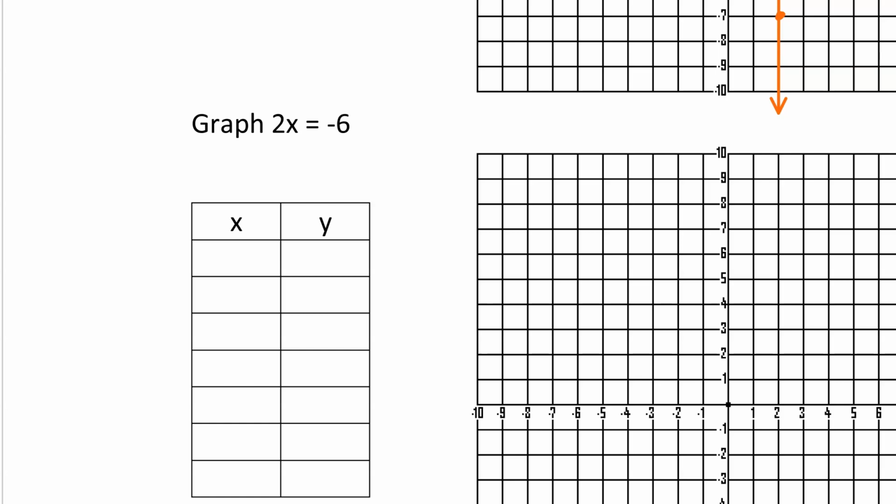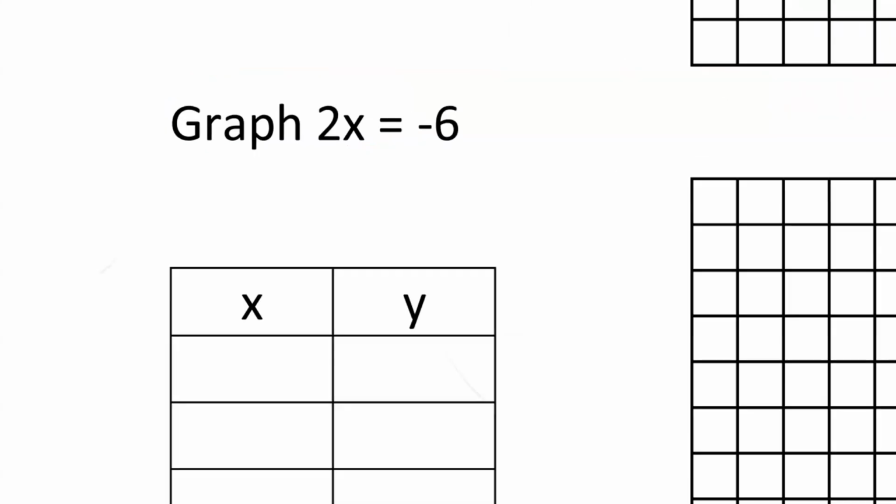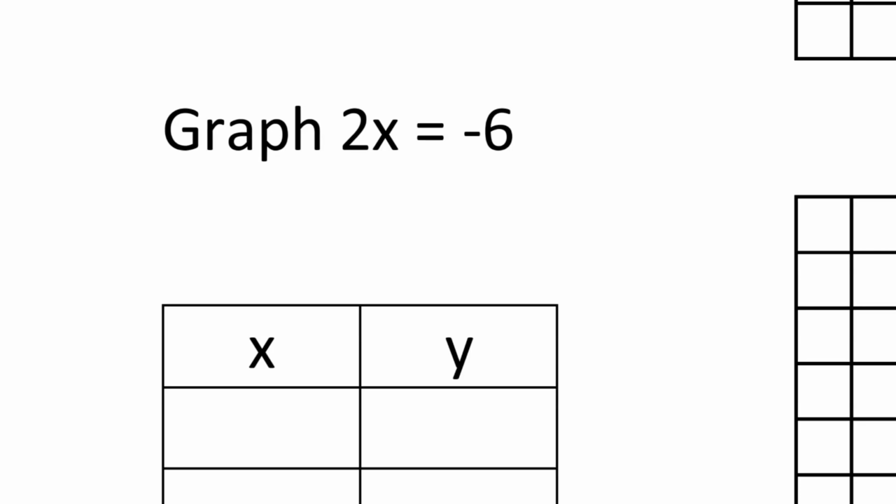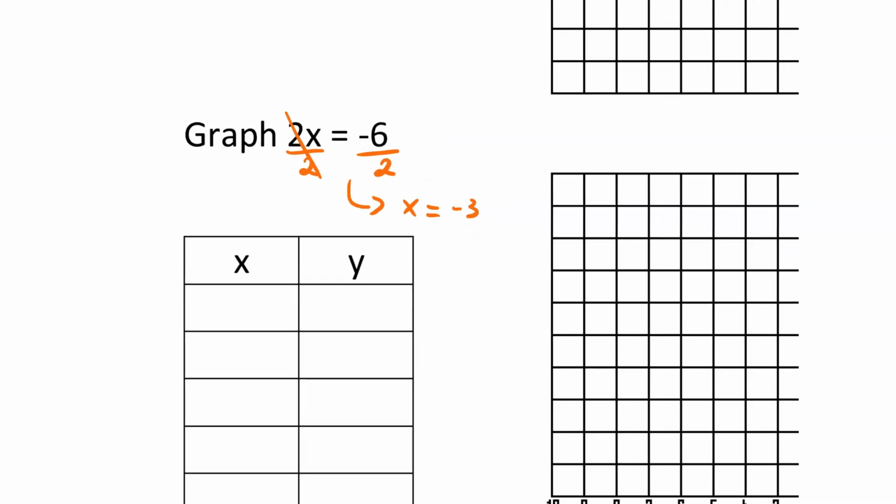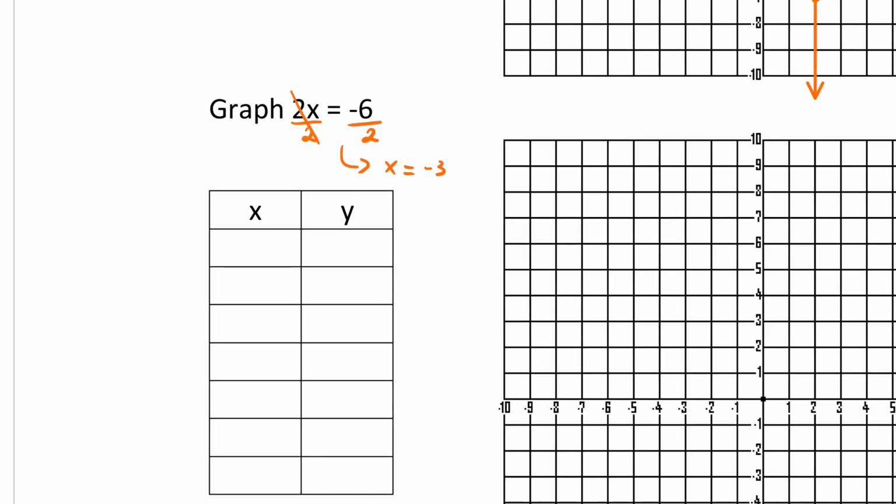Next, we're going to look at the graph for 2x equals -6. Your first thing that you need to do here is isolate x. We have a 2 on this x right now, so we have to do the opposite. The opposite of multiplication is division, and what you do to one side, you have to do to the other. So that's going to cancel those off, and you're left with x equals -6 divided by 2, which gives you -3. So you know that your x value is always going to be -3.